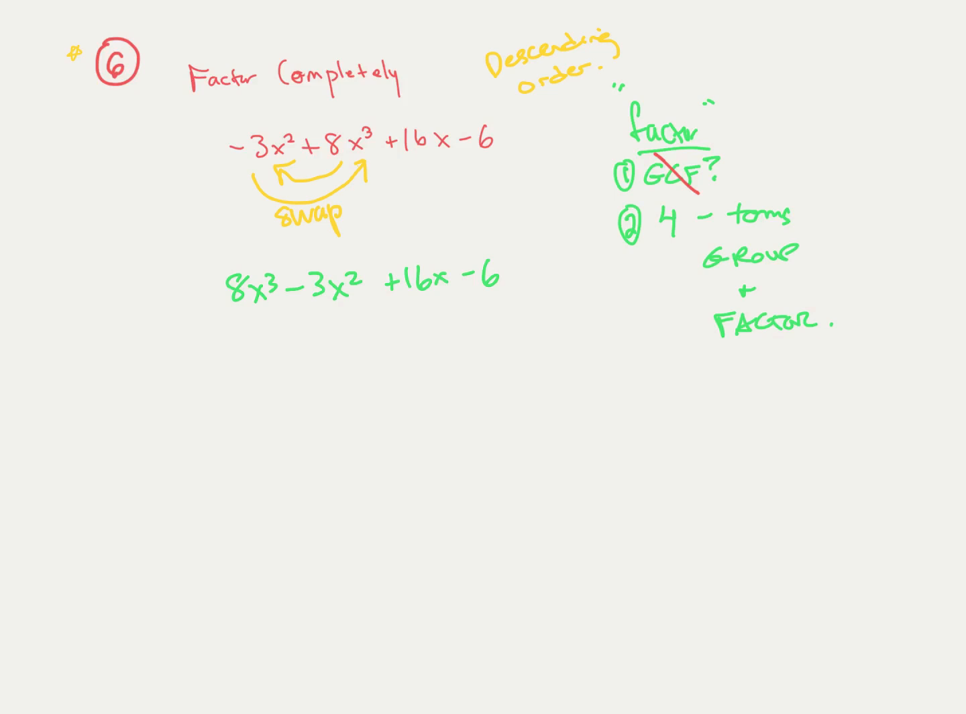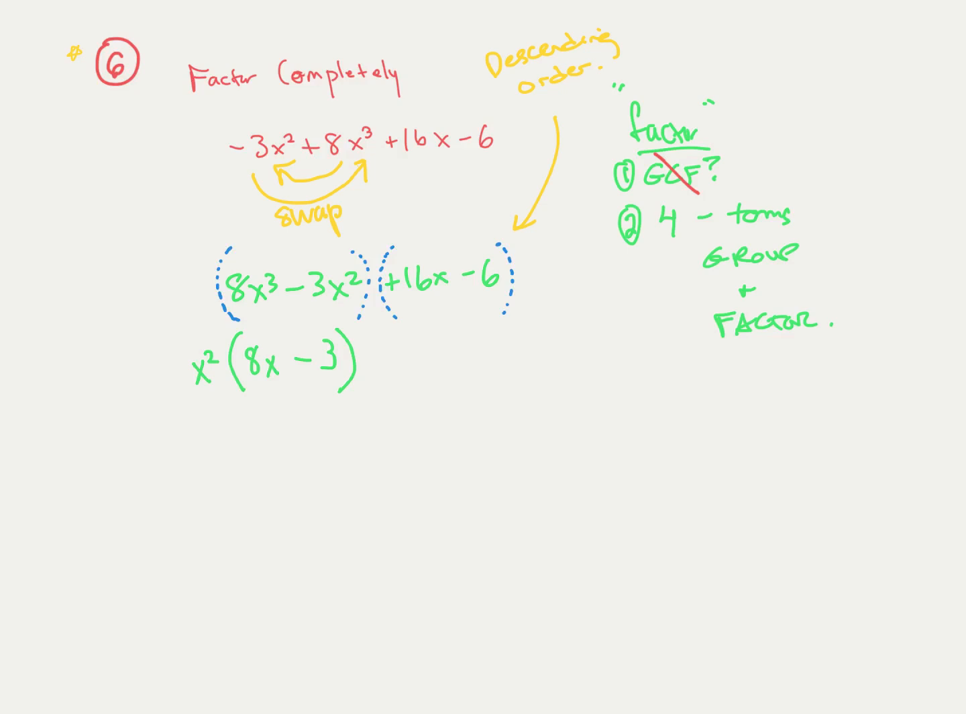So once you put it in descending order, then we can go ahead and group. I'll do that in blue. Group the first two. Hopefully you notice we can take an x squared out of both of those. And then grouping the second pair, with those ones, we can take a 2 out. So x squared out of the first pair, and that leaves 8x. And we took out 2 x's, so that leaves 1. Minus, we took out x squared, and that just leaves a 3 in that second term.